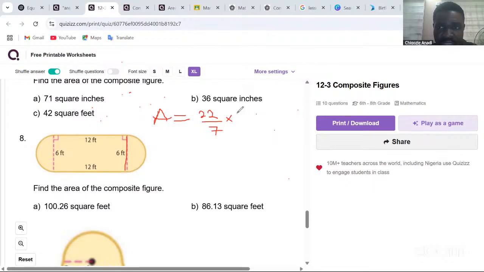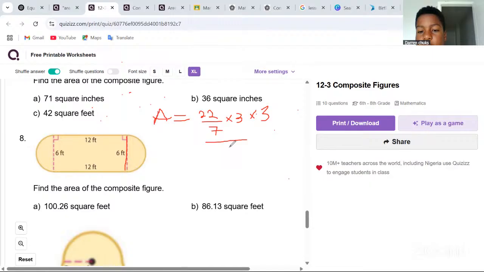And remember, from the formula, we have pi r squared, which is 3 times 3, all divided by 2, right? So obviously, let's multiply through. We know that we cannot cut, because 7 cannot go into 3, so let's multiply through. What is 22 times 3 times 3? Do that for me. Where's my pencil? What would that give us?